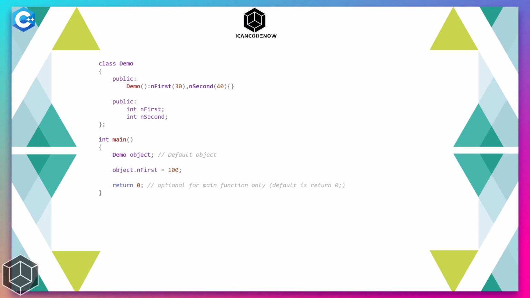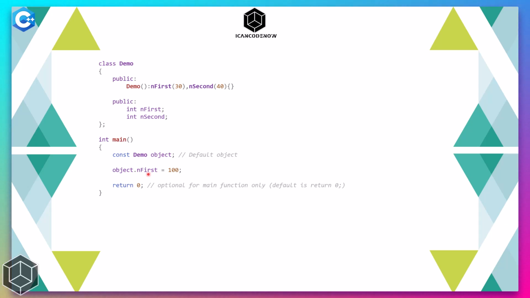After that, if I try to access the first member of this object and try to modify it, this is allowed, because for now this object is not constant. It is a normal object, and I can modify these public members easily by simply writing this simple line. But what if this object is constant? Now what?